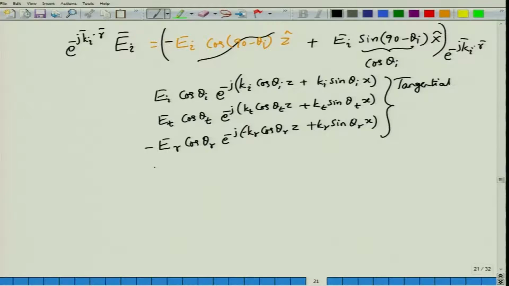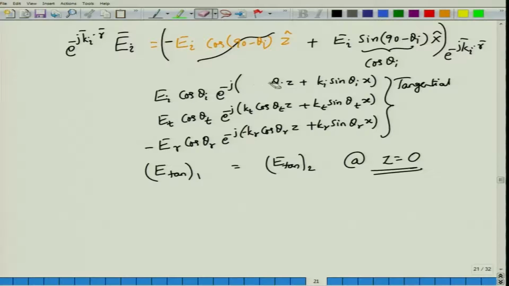So these are the tangential fields that I have for medium 1 and medium 2, and the boundary condition tells me that the tangential electric fields in medium 1 must be equal to the total tangential electric field in medium 2 at the boundary. And what is the boundary interface that we have? The boundary interface is z equal to 0. So I can substitute z equal to 0, which allows me to simply remove all these z dependent terms, and I just have a phase factor which is now dependent on x.